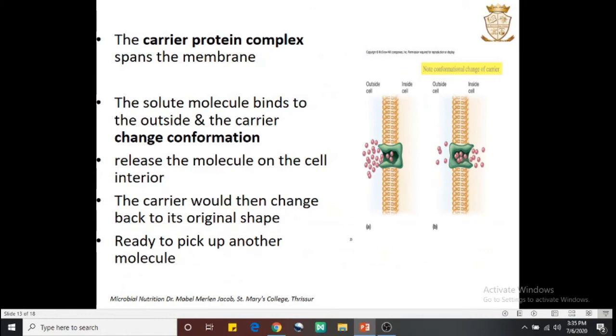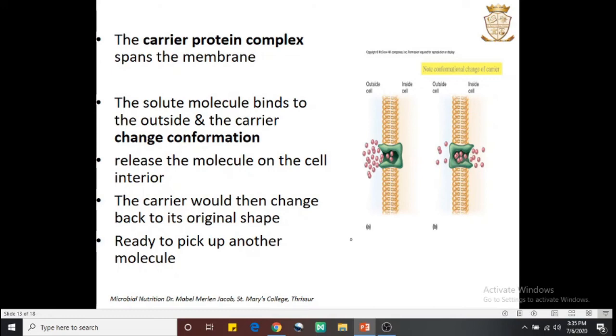Now, what exactly happens to the carrier protein complex? As you can see in the diagram, first the solute molecule binds to the outside of the carrier, then the carrier changes its conformation and releases the molecule on the cell interior. The carrier would then change back to its original shape and is ready to pick up another molecule.